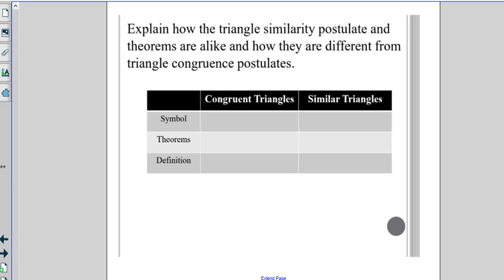And last but not least, kind of a quick summary. For congruency, we use this symbol. For similar, we use this. The theorems we already listed at the beginning, and the definitions we already listed on the first page. I'm not going to have you write them again. Just see page 1 of notes. And that's it.